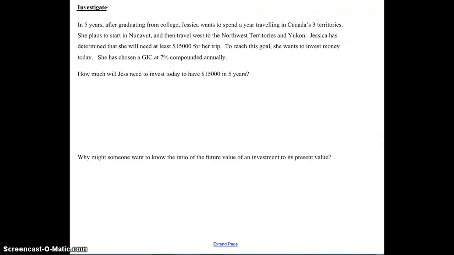So then let's look at the investigate. In 5 years after graduating from college, Jessica wants to spend a year traveling in Canada's 3 territories. She determined she'll need $15,000 for the trip. She wants to invest money today. 7% compounded annually is the plan that she found. How much will she need to invest today to have $15,000 in 5 years?